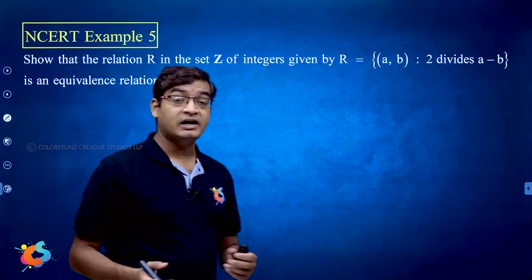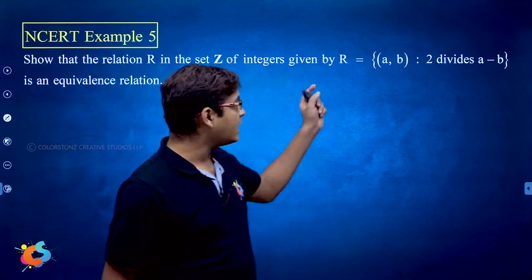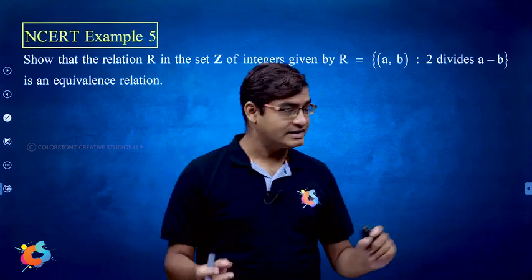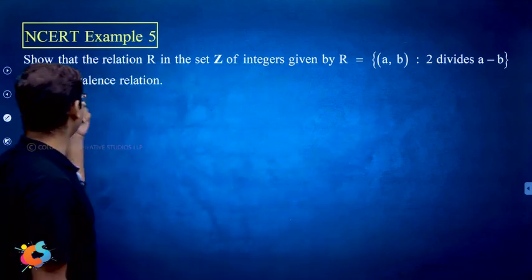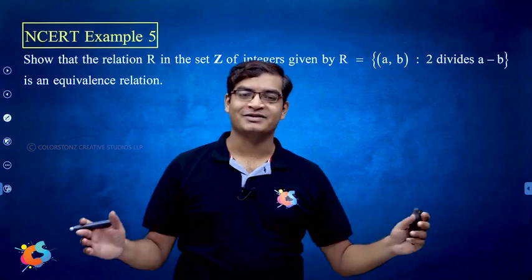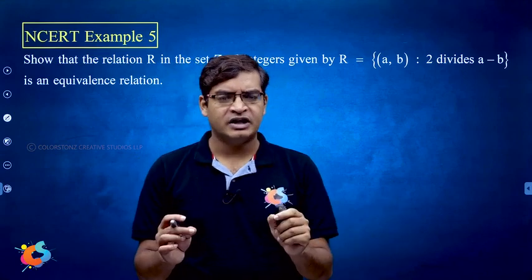Show that the relation R defined in set Z, given by R equals (A, B) such that 2 divides A minus B, is an equivalence relation. So let me pause for a moment.